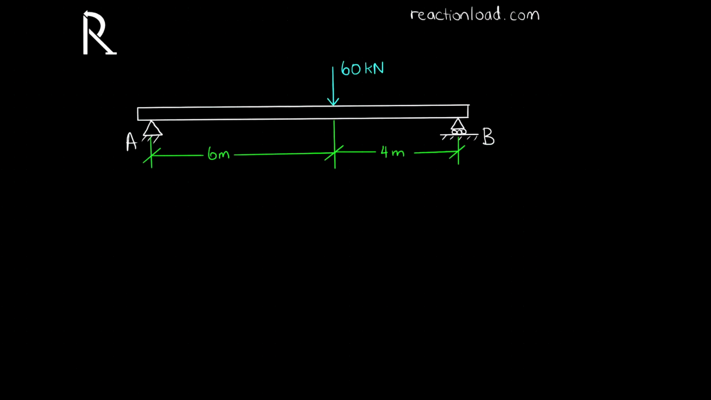Today we're going to learn how to calculate the support reactions for a simply supported beam. Considering the simply supported beam in front of us, at both ends of the beam we have simple supports which enable the beam to freely rotate. At 6 metres from pivot point A, a point load of 60 kilonewtons is applied.